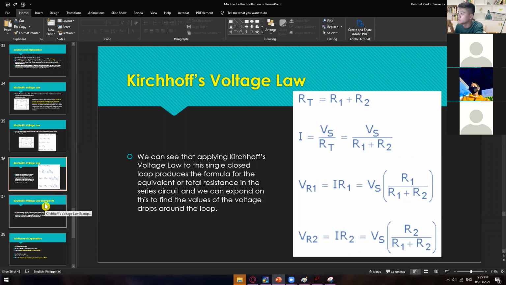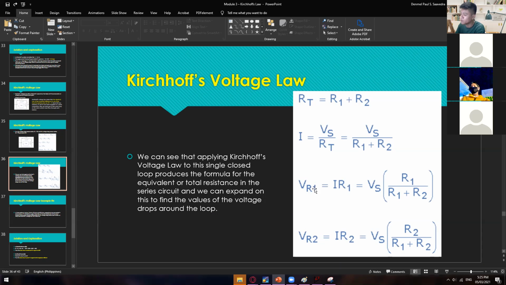And what else? I1 is equal to R1. Where did this one come from? Yes, Vs divided by RT. I see, so this one just came from this R total. If you want to solve for the I, we can have this equation Vs divided by RT, wherein RT is R1 plus R2. The same with this one.